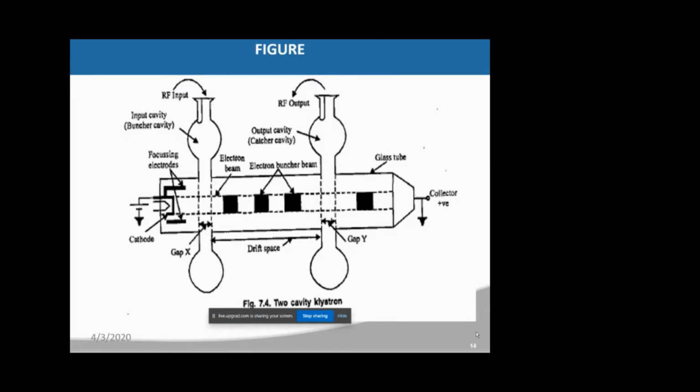The RF input signal, which is to be amplified, is given here. And the RF output is taken from the output cavity.